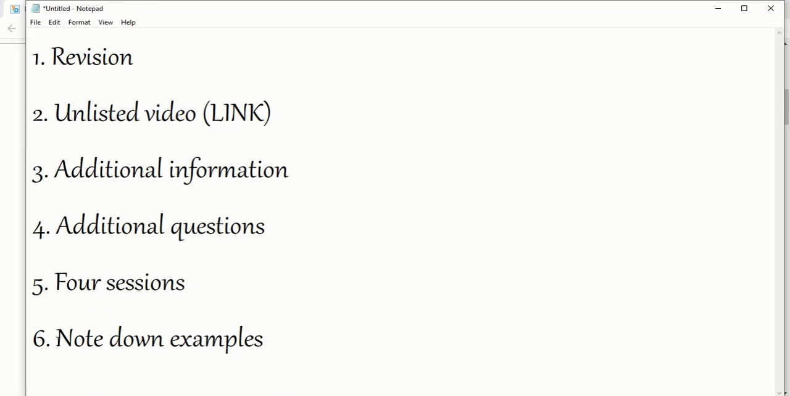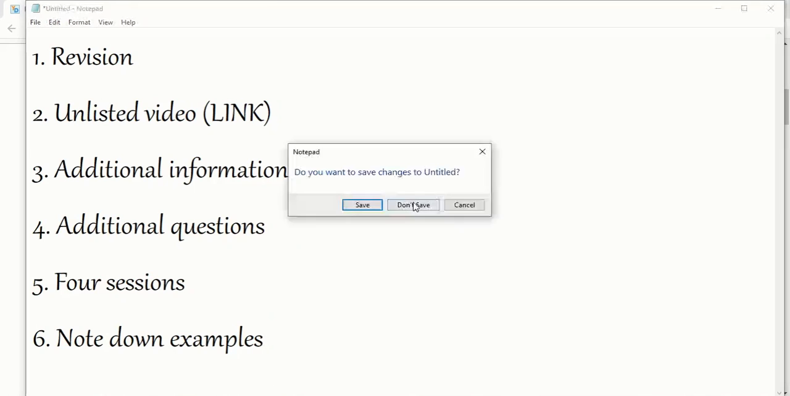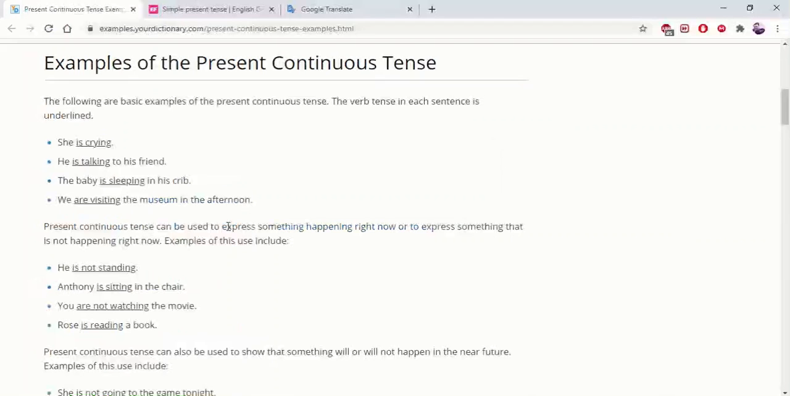And last, note down the examples. Whatever examples I'm going to be showing you over here, you have to note it down. And I'm going to be using the internet to show you some examples. So when you are watching this video, please keep a pencil and a notebook so that you can write down these examples. Okay, so we'll start with our revision. Now how we are going to do our revision, I'm going to explain to you in short.